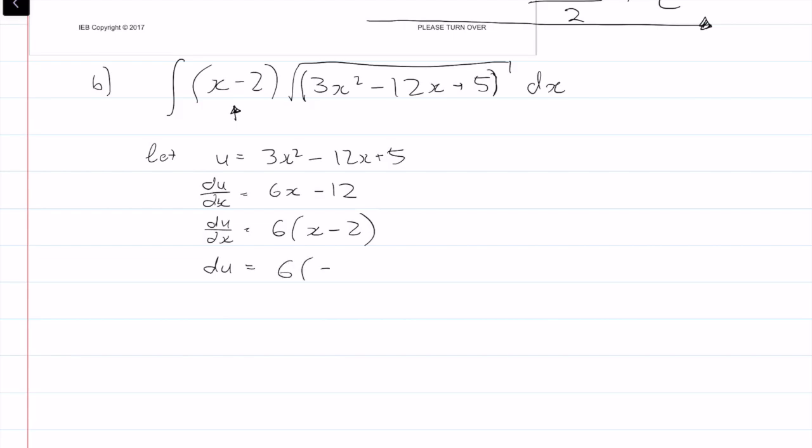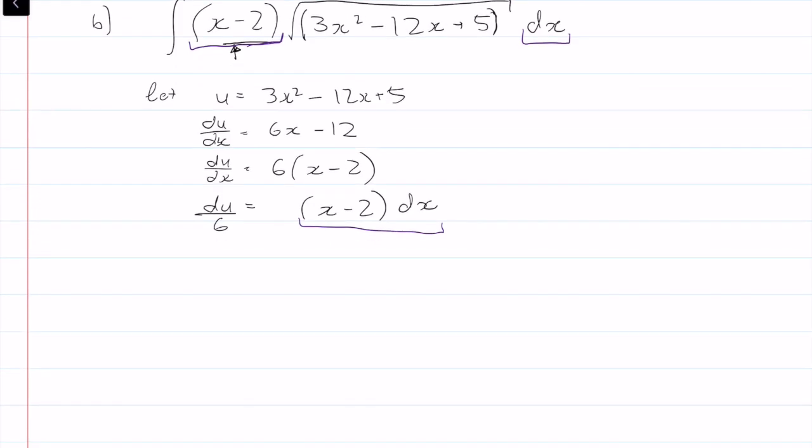6(x − 2) dx. With u substitution, we're going to replace these two terms. We need to get rid of the 6, so we divide by 6. So what we're going to be left with is du over 6. Now we can substitute stuff back in. The (x − 2) dx gets replaced with du over 6.